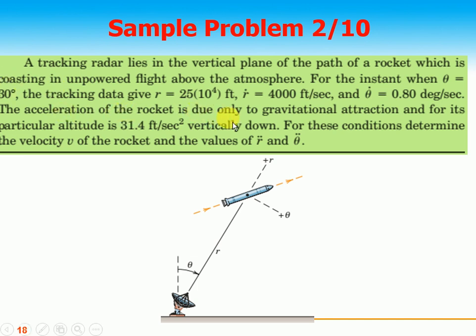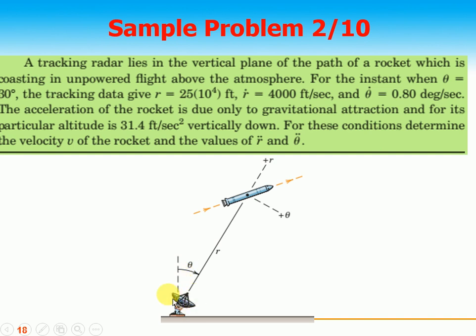The acceleration of the rocket is due only to gravitational acceleration, and for its particular altitude is 31.4 feet per second squared. So the only acceleration acting on it is the acceleration due to gravity, vertically down. For these conditions, you have to find the velocity of the rocket and the values of r double dot and theta double dot.